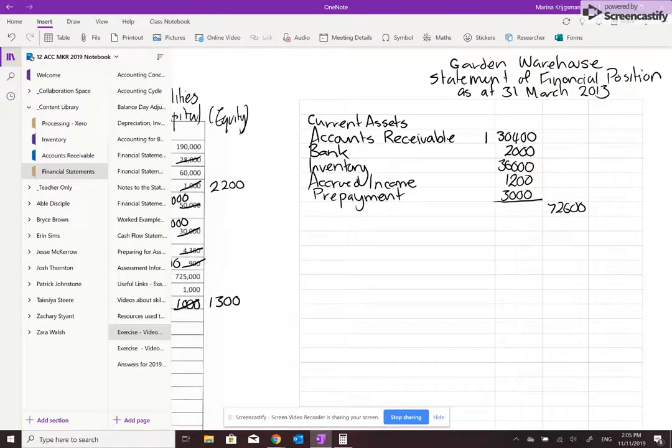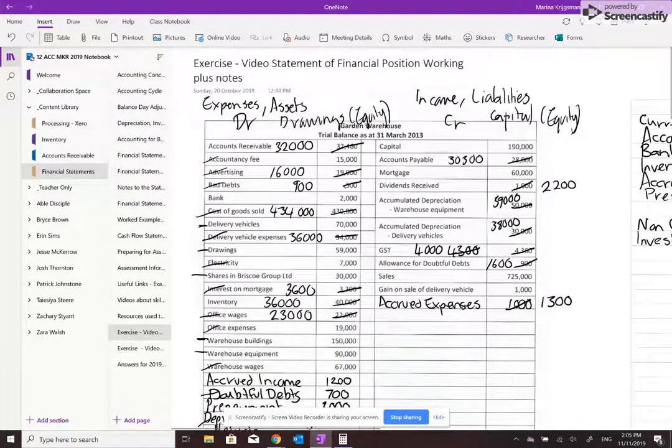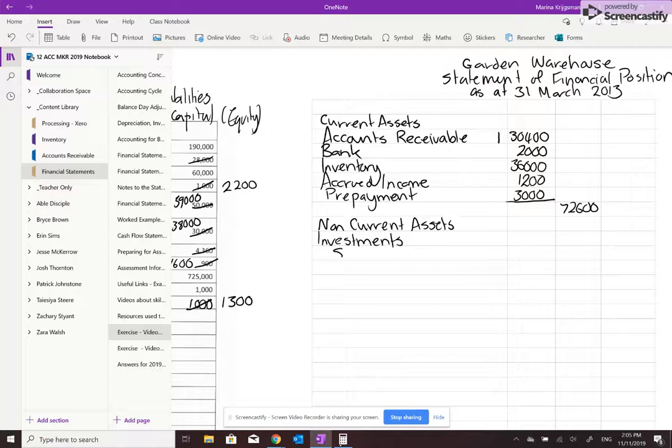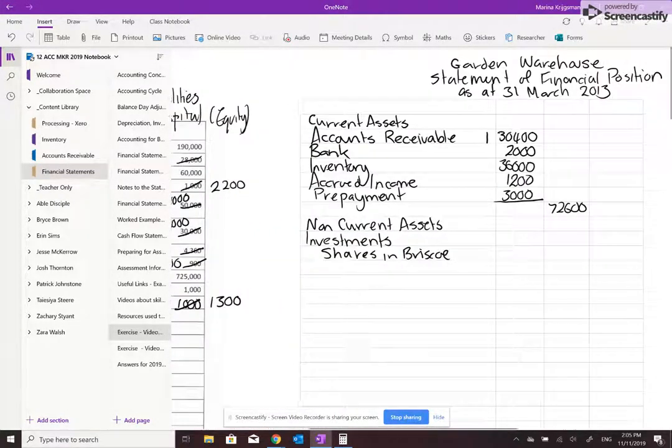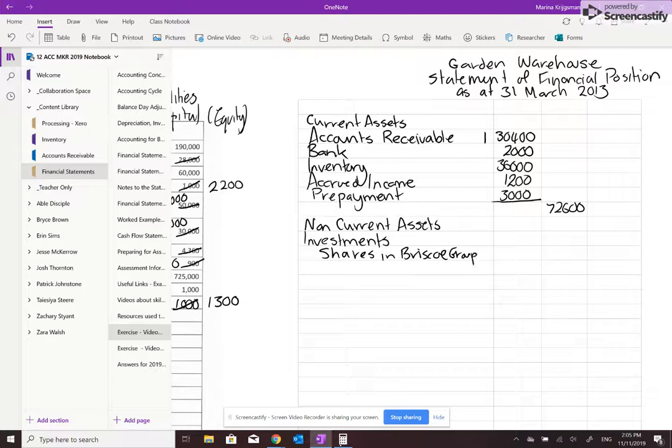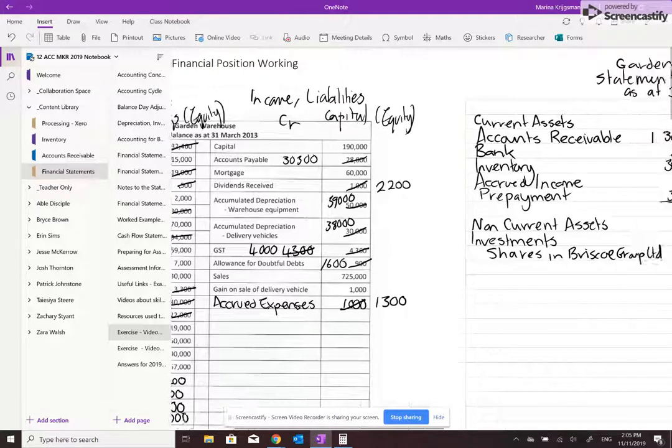Right, now we're going to deal with our non-current assets. Our first non-current asset we're going to deal with is our investments. These are if we've got any shares or bonds in some other company, and we've got shares in Briscoe Group Limited. Make sure you use the whole name that's used in the trial balance. Now we're going to bring it in at 30,000.